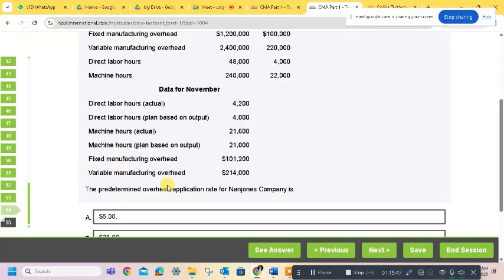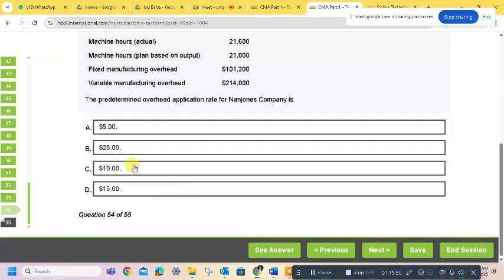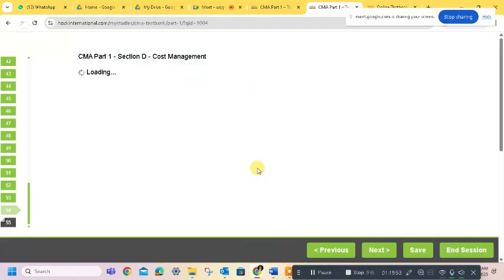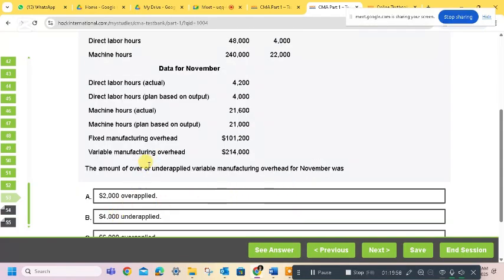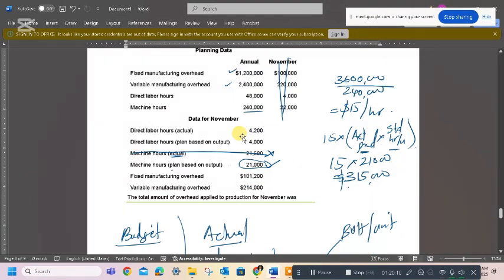Same question, they are asking the predetermined overhead application rate for this company. 15 is what we got, yeah? Same question: amount of over or under applied variable manufacturing overhead. Look at this carefully. Let's go back there. If I do it only for variable overhead, can you see 2.4 million divided by 240? So variable overhead is going to be $10 per hour. Isn't it? 2,400,000 by 240, the application rate will be 10.